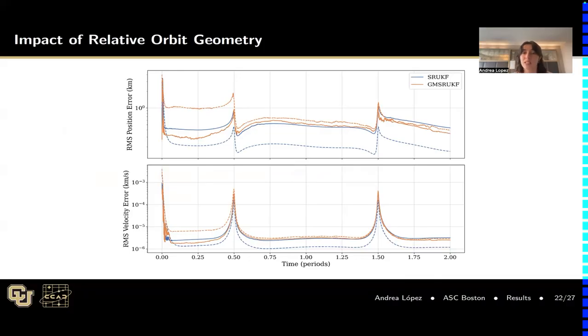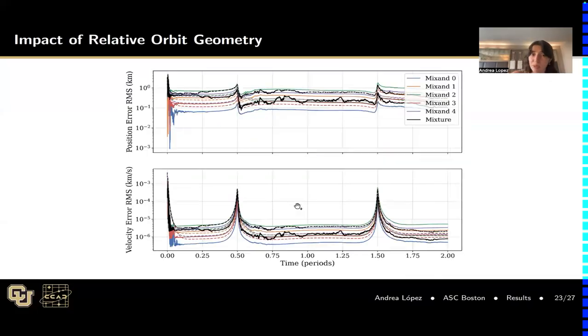So what that means is that the Gaussian mixture version is going to be a little bit more consistent throughout than the single filter, which either converges from the beginning or it doesn't. But we also see how our errors are very close to the 3 sigma bounds.